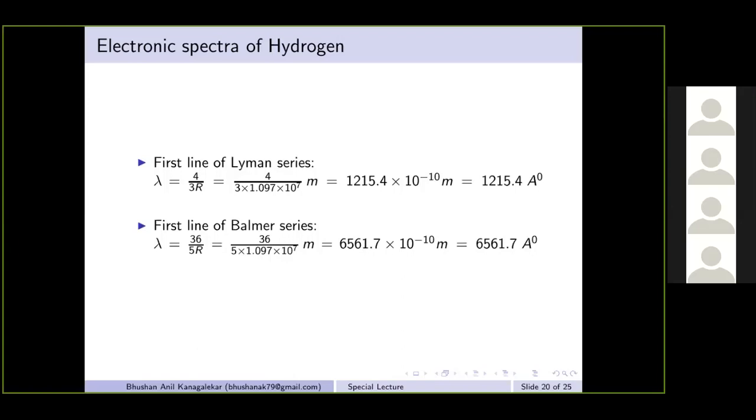So we'll get the first line of the Lyman series in the ultraviolet region, and the first line of the Balmer series in the visible region.